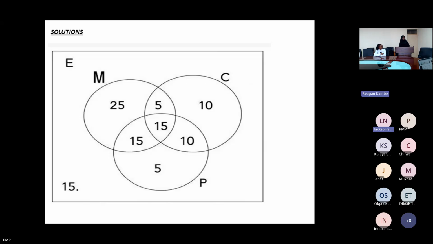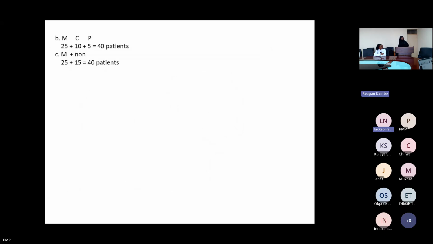The answer is that this is how a Venn diagram is supposed to be drawn, as you can see. B says find the ones who have exactly one disease, which is 25 plus 10 plus 5, which equals 40 patients. C reads, find the ones that are not in cholera and pneumonia, which is 25 plus 15 equals 40 patients.